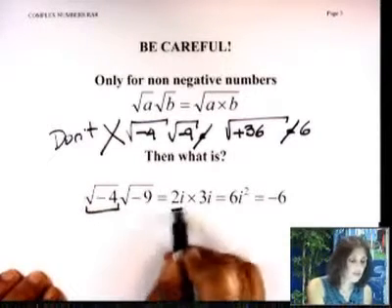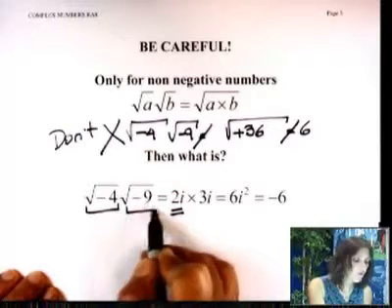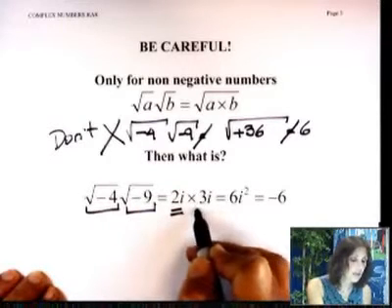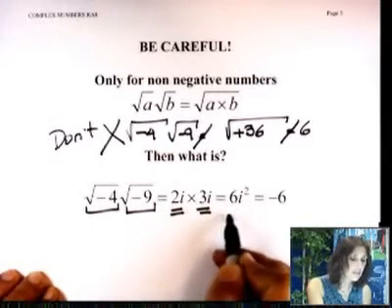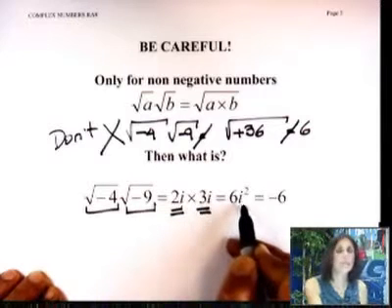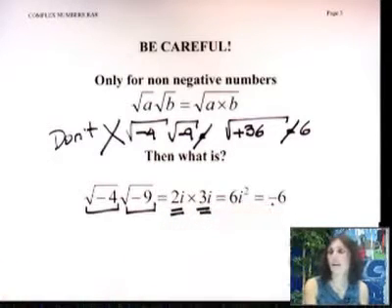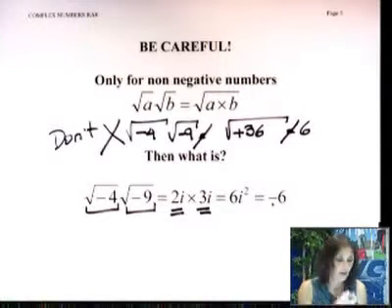All right, so what can you do? Square root of -4 is 2i. Square root of -9 is 3i. 2 times 3 is 6. i times i, what was that? i squared. i squared is negative, so you have -6 in there. Okay, so pay attention to that.